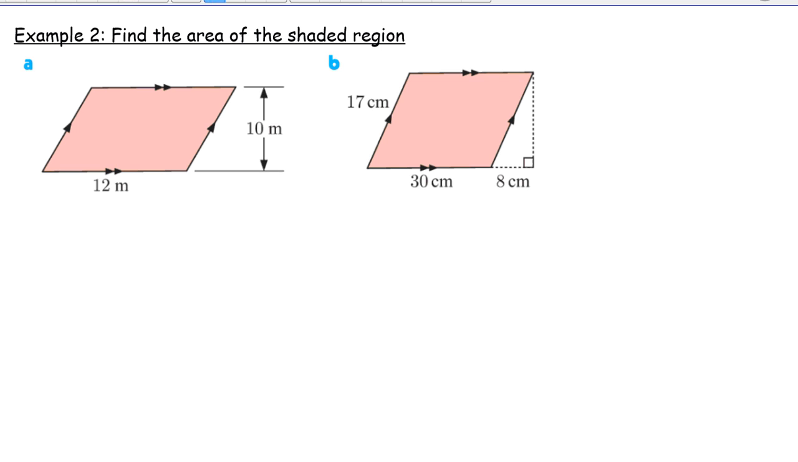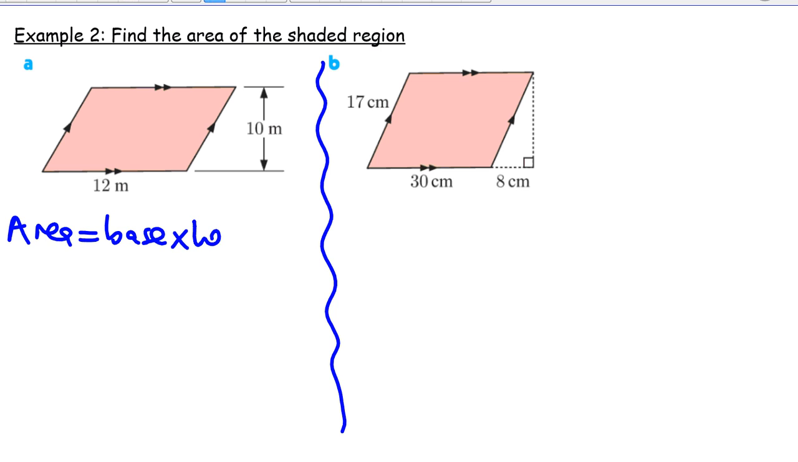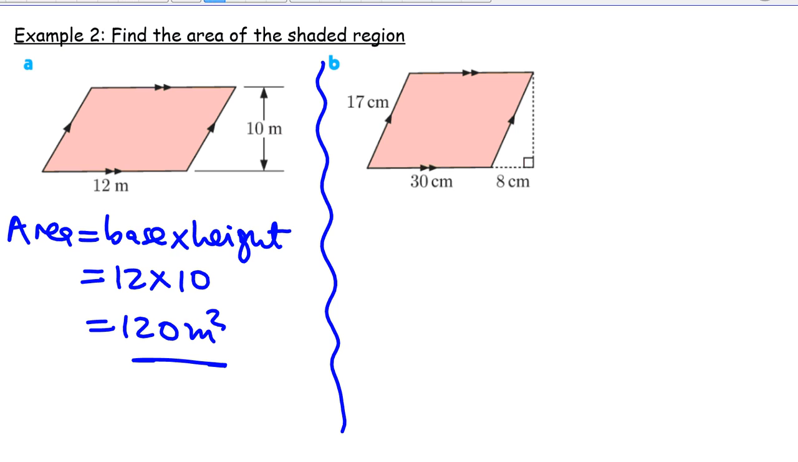Next, we need to find the area of these shapes as well. Now the shaded part here is a parallelogram. Now the area of a parallelogram is base multiplied by height, which will be 12 multiplied by 10, 120 meters squared.